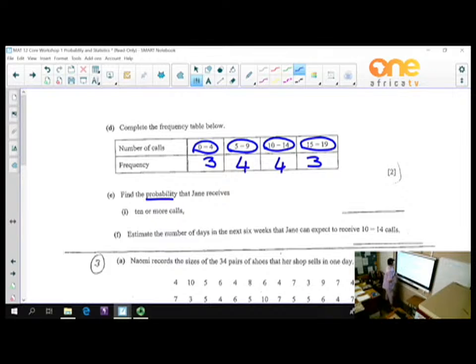Now we want the probability that Jane receives 10 or more calls. So this is now this 10 or more calls, which is then 7 out of 14. But we always simplify this to 1 out of 2. Can you remember that button on your calculator? Use that one. 7 over 14, and that gives you a half.